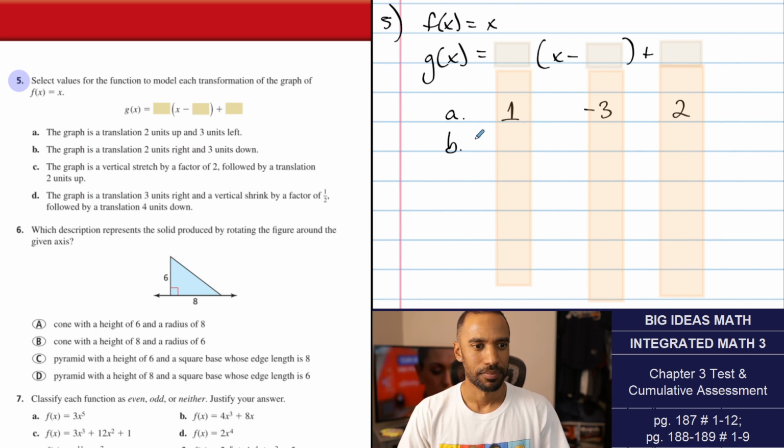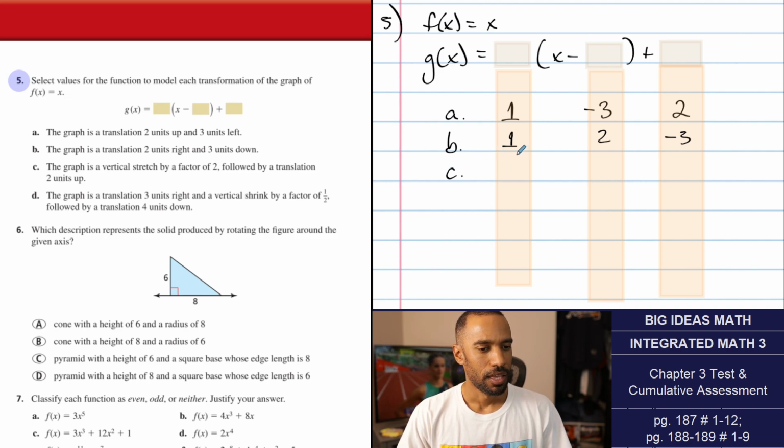All right, B. The graph is a translation 2 units right and 3 units down, given that's still a 1. So g of x equals x minus 2 minus 3.